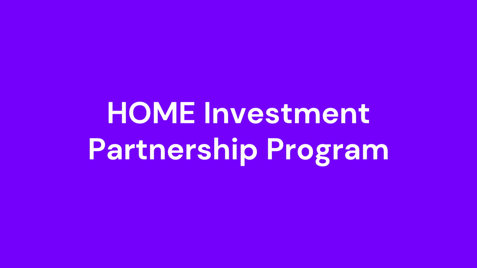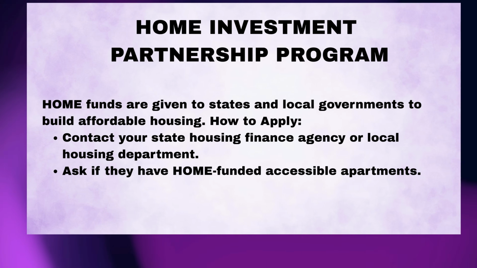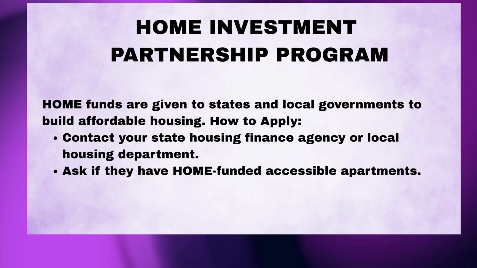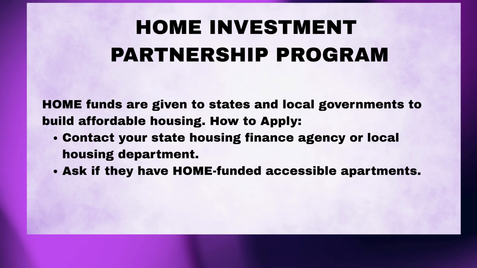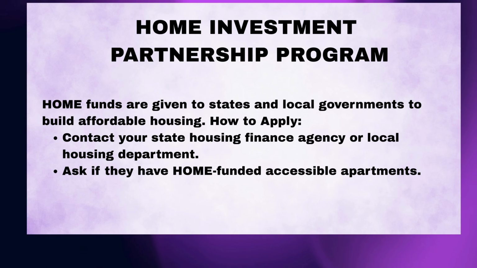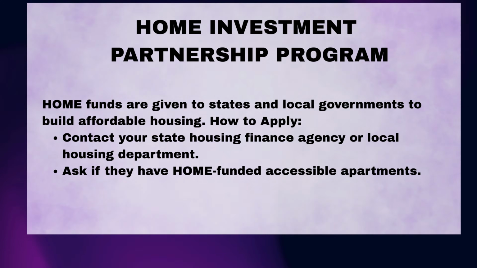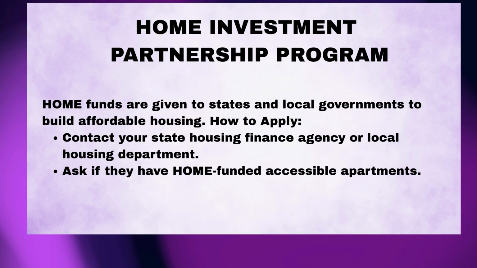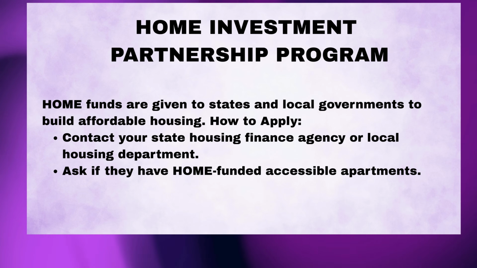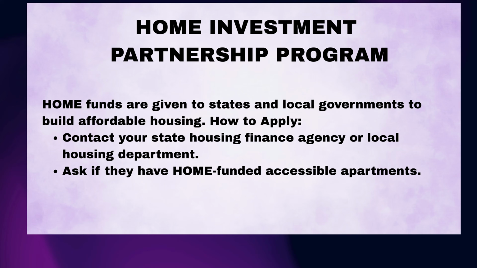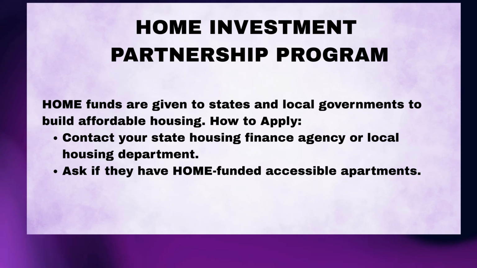So, guys, let's talk about the HOME Investment Partnership Program. The simplest way to describe it is HOME funds are given to states and local governments to build affordable housing. How to apply? You contact your state housing finance agency or local housing department. You ask if they have HOME funded accessible apartments. And again, guys, let me show you this website where you can find all about the HOME program.